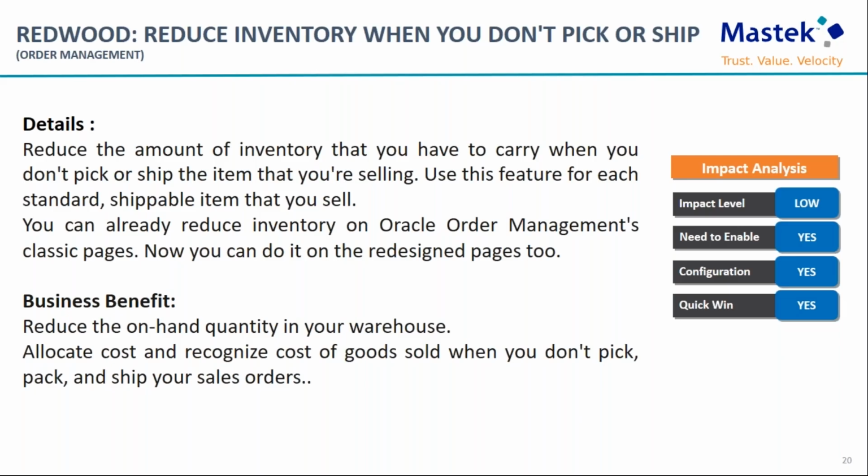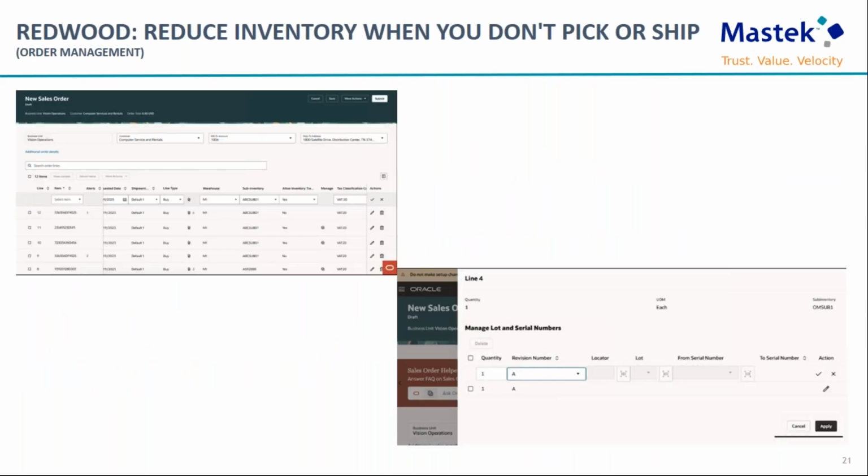Its impact level is low. We do not need to enable this. Configuration required: yes, and it's a quick win: yes. As you can see in the snapshot, we can click on the manage column, then set the values, and then to use this attribute, we need to set the value yes for the allow inventory transaction, and then we can set the values for attributes like revision number, locator, lot, serial number, and to serial number.